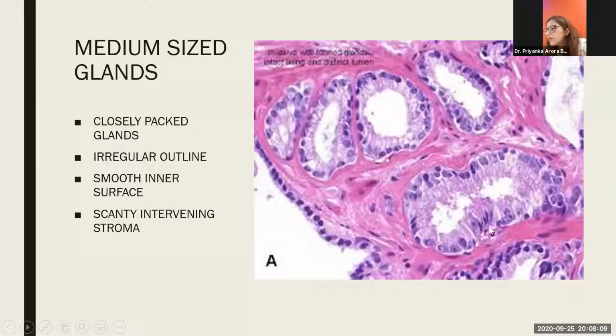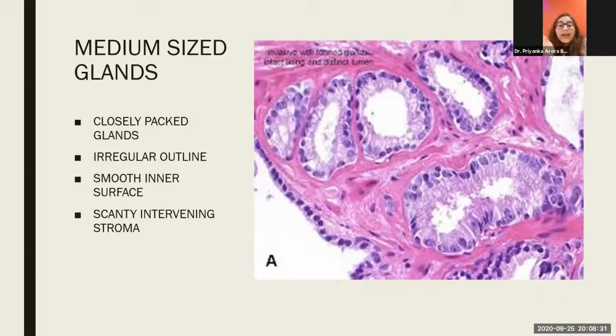Yeah, maybe here, but really not too much. So what you basically do also on low power is try to look at the glands and compare them with the benign glands. Okay, so there are obviously benign glands present which have those papillary rufflings and those benign features.